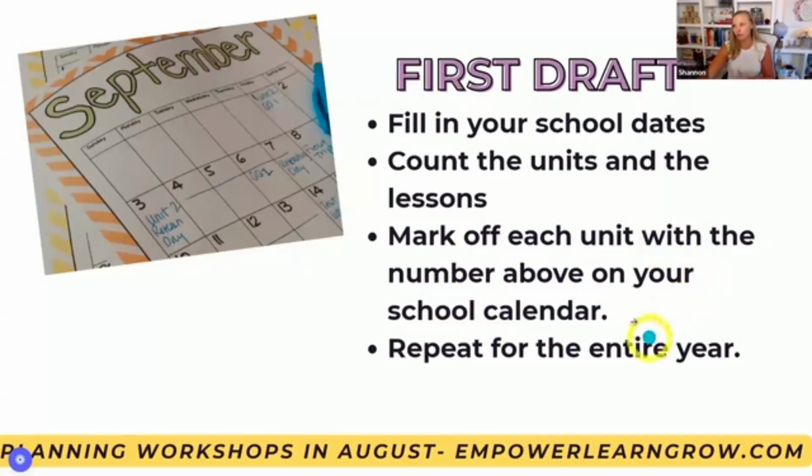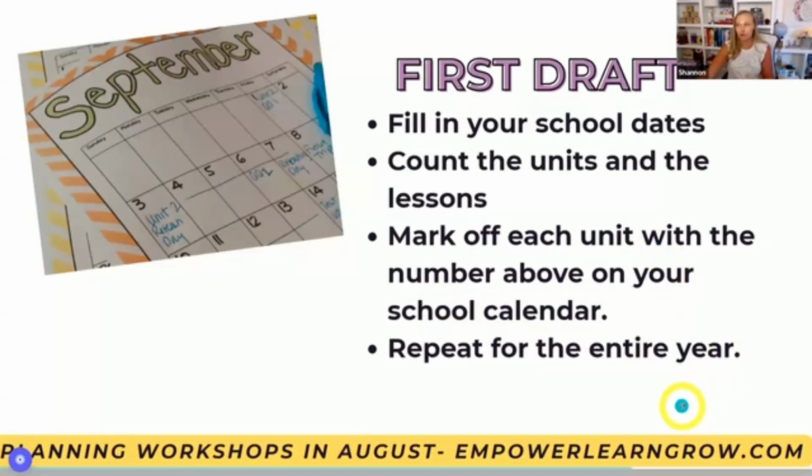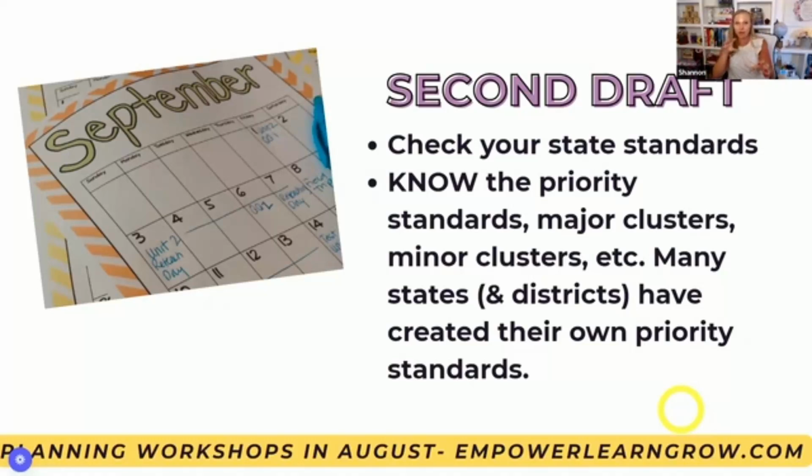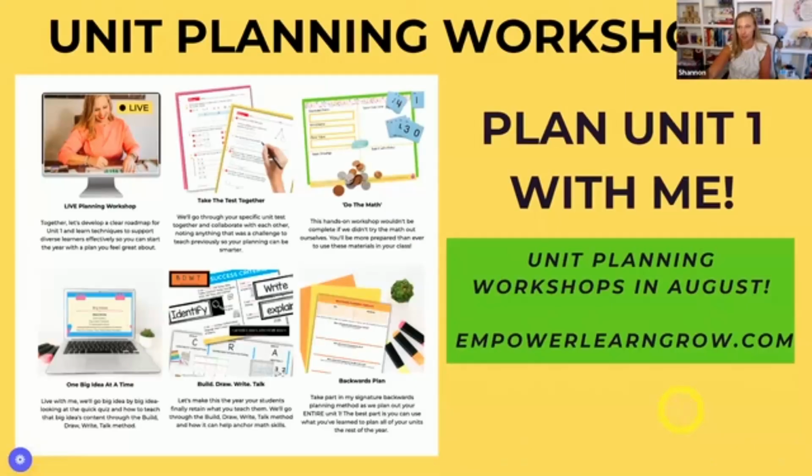So looking at this, let's remind ourselves, you do this first draft, you fill in all those dates, you count the units, you mark off each unit, and then you repeat it for the entire year. Then you do that second draft. And the second draft is, now you're thinking, did I put those extra days where my school priority or my state or testing priorities are? So if I end up with some of those extra days, where should I put them to really get the most bang for my buck? Okay. So you would fill in more of those that time. So that's how I think you do your year at a glance.